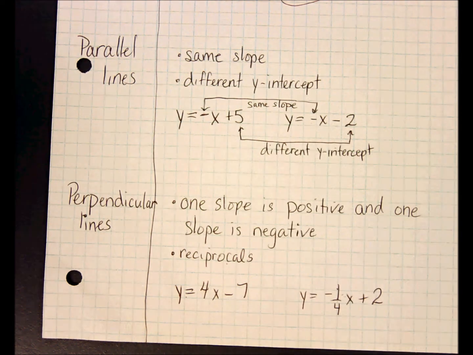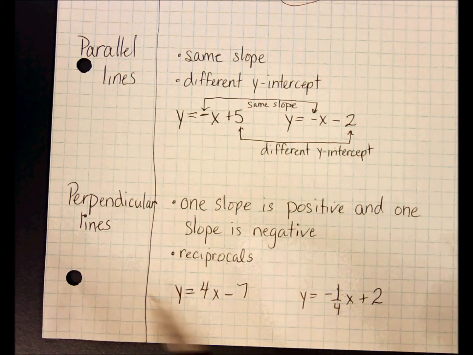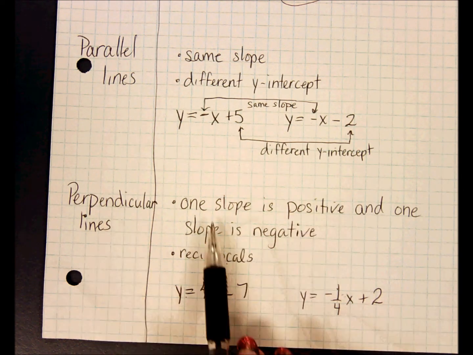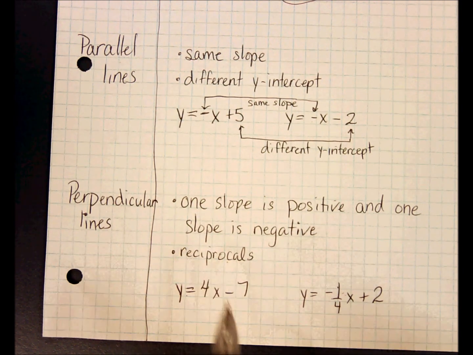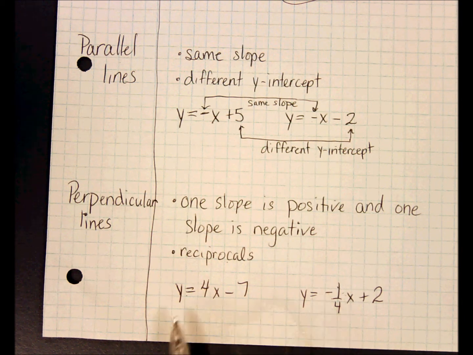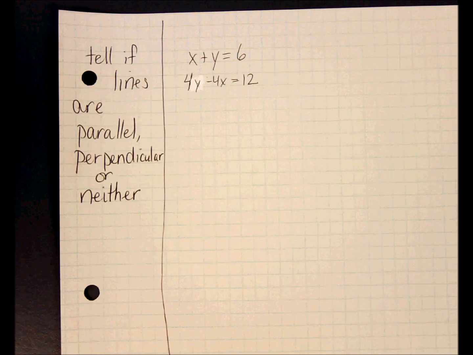And go back and watch the video if you're still struggling on parallel and perpendicular lines. When you have a perpendicular line, one slope is positive and one is negative, and they're reciprocals. So looking here, one's negative and one's positive. Are they reciprocals, 4 and 1/4? Then they are perpendicular. So the directions ask us, tell if the lines are parallel, perpendicular, or neither.